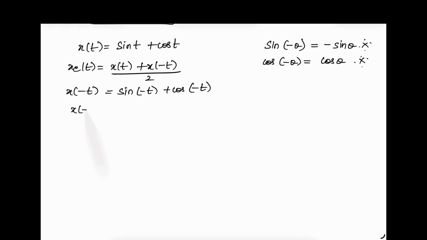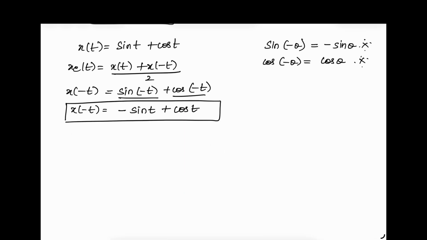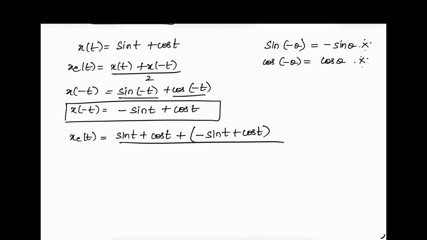So this in turn becomes x of minus t is equal to, so this is of the form sine of minus theta. It becomes minus sine theta. In the place of theta we have got t. And what is cos of minus theta? It is cos theta. So this becomes plus cos t. Right? So I have got the value for x of minus t. Now substitute it. X even of t is equal to, what is x of t? Sin t plus cos t. Okay. Then the formula plus, I need to substitute the value for x of minus t. What is x of minus t? Minus sin t plus cos t divided by 2.